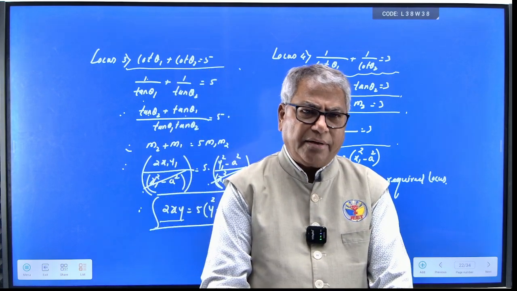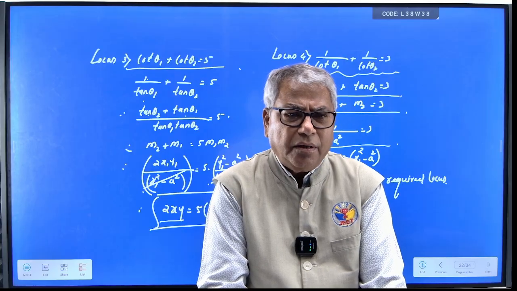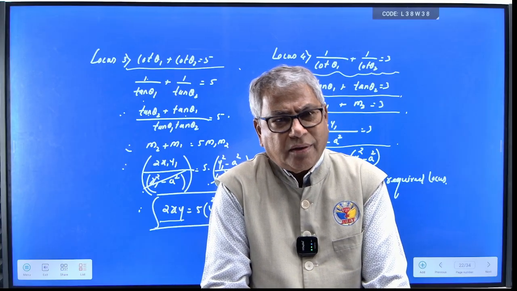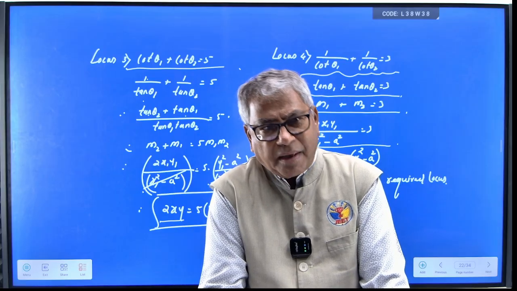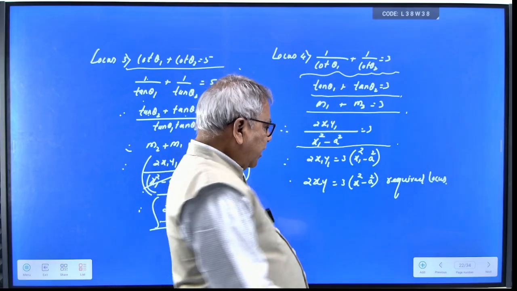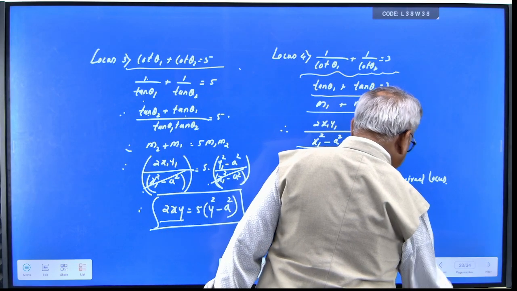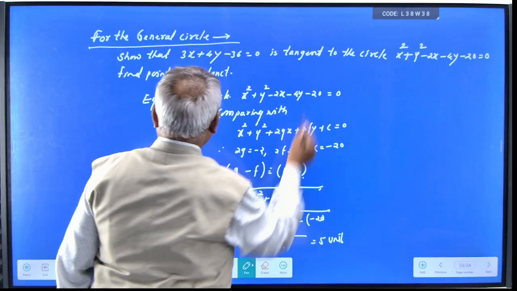I have shown that with the help of only y is equal to mx plus c, how many types of locus we can calculate. That is not only for the circle, it is for the parabola also. It is for the ellipse also, hyperbola also, right? So this is shown for the standard circle. Now turn to the general circle.